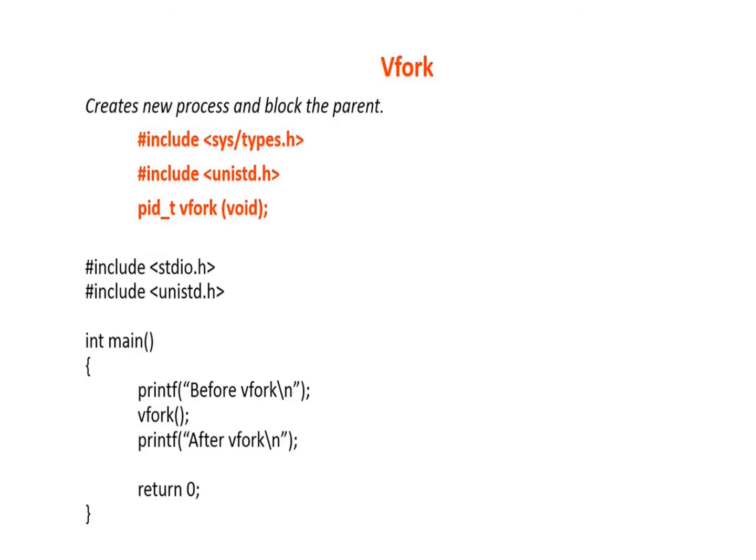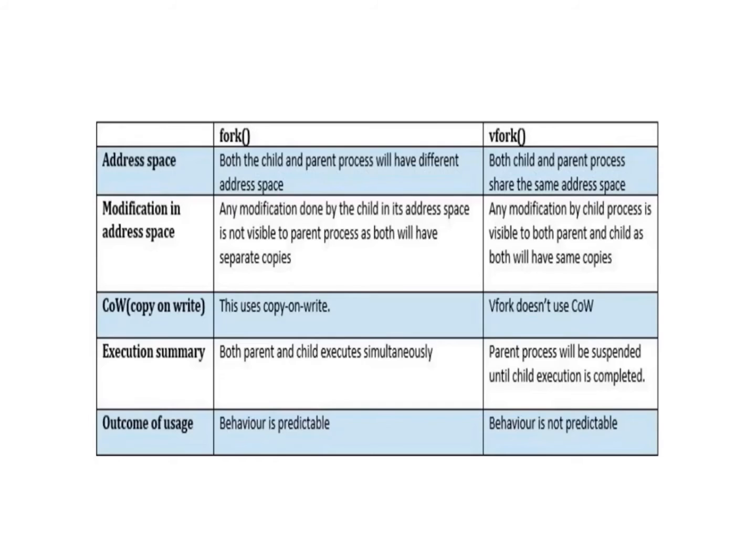In the normal fork, what happened? Parent and child both are going to execute parallelly. But in case of vfork, what happens? Till the child has executed, the parent will be blocked there. We'll see the difference between fork and vfork.